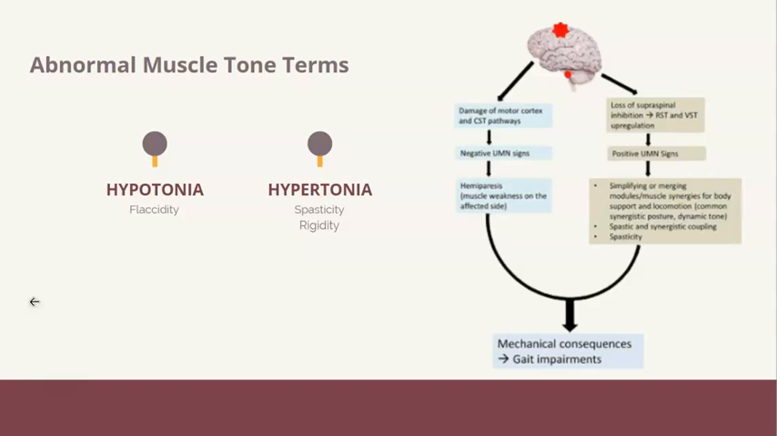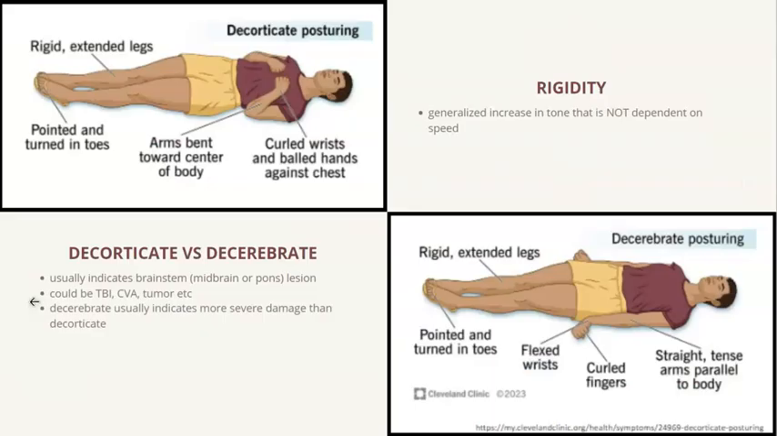And then we have rigidity, which is increased muscle tone, but it's independent of speed. You will see this a lot in patients with Parkinson's. They have an overall kind of stiffness to a lot of their movement quality. So again, rigidity is that increased tone, not dependent on speed. And you often will see rigid posturings with brainstem strokes or significant TBIs.